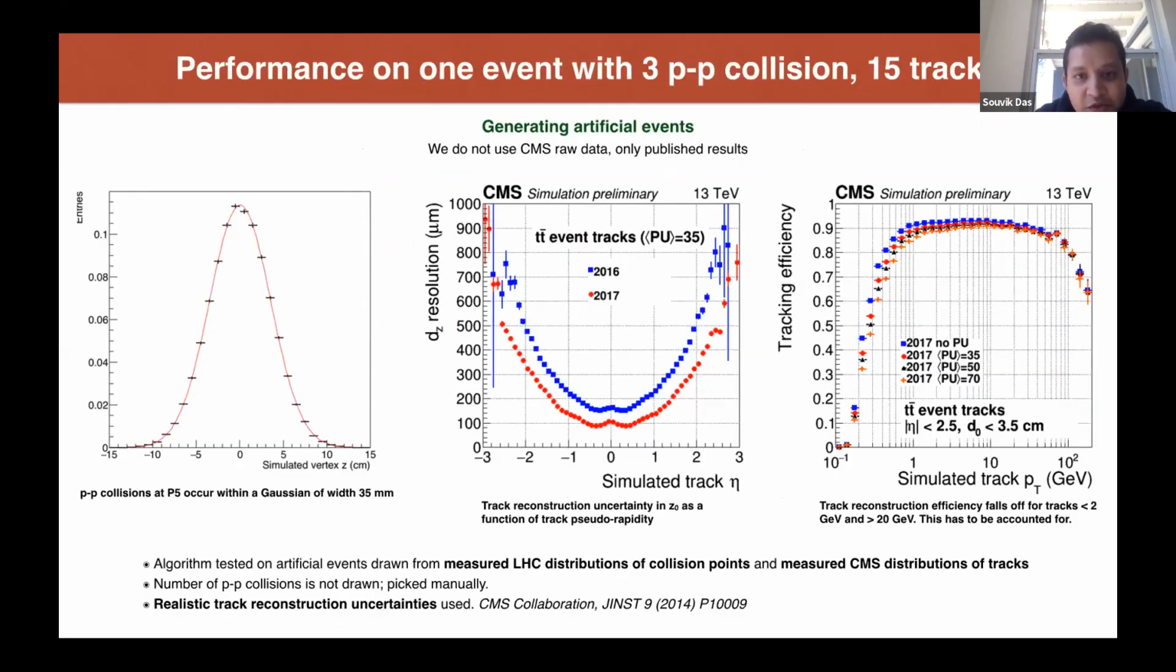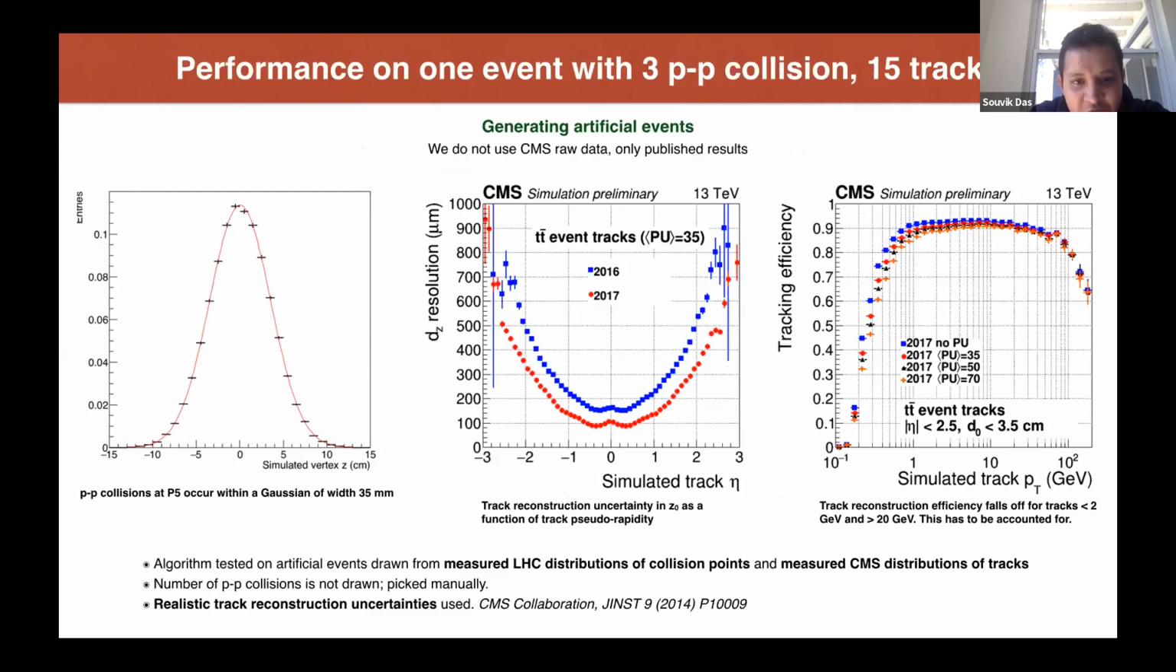But of course, we didn't use it on CMS data, because it's hard to get access to CMS data. So we generated artificial events. We only used the published distributions from CMS, and we threw from these distributions. On the left, we threw from the known pp collision spectrum at P5 along the Z-axis. We know it's a Gaussian with a width of about 35 millimeters, so we threw some primary vertices from there.